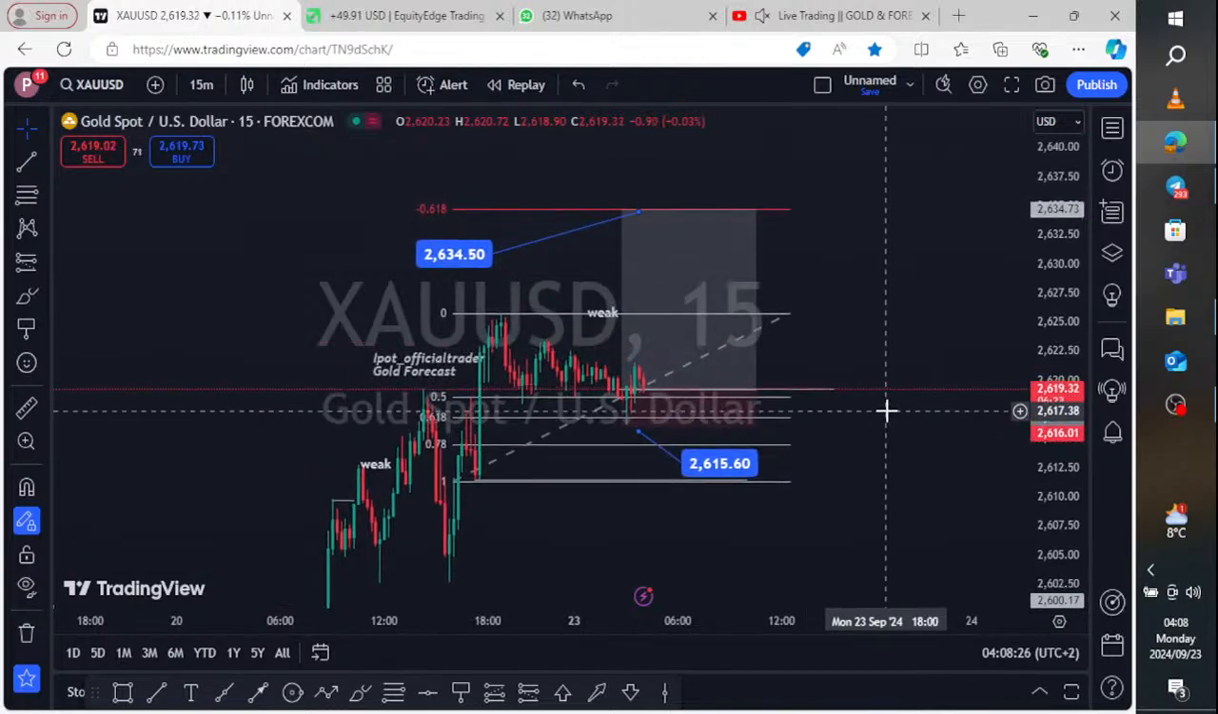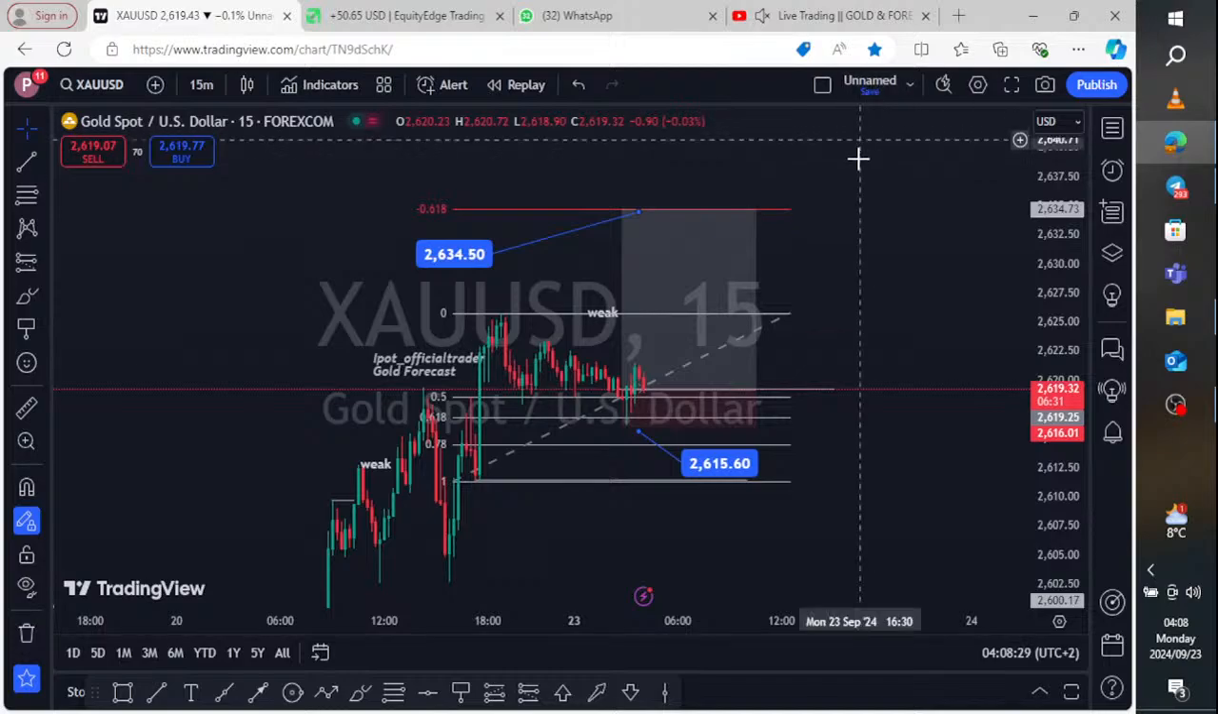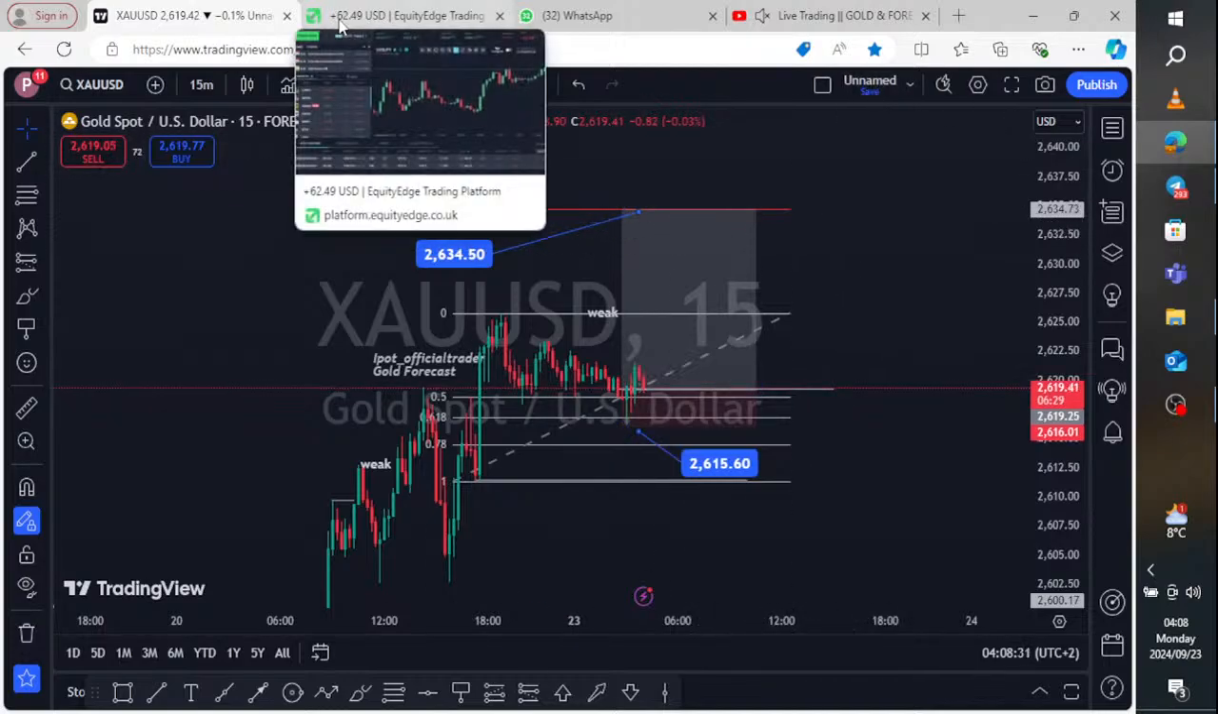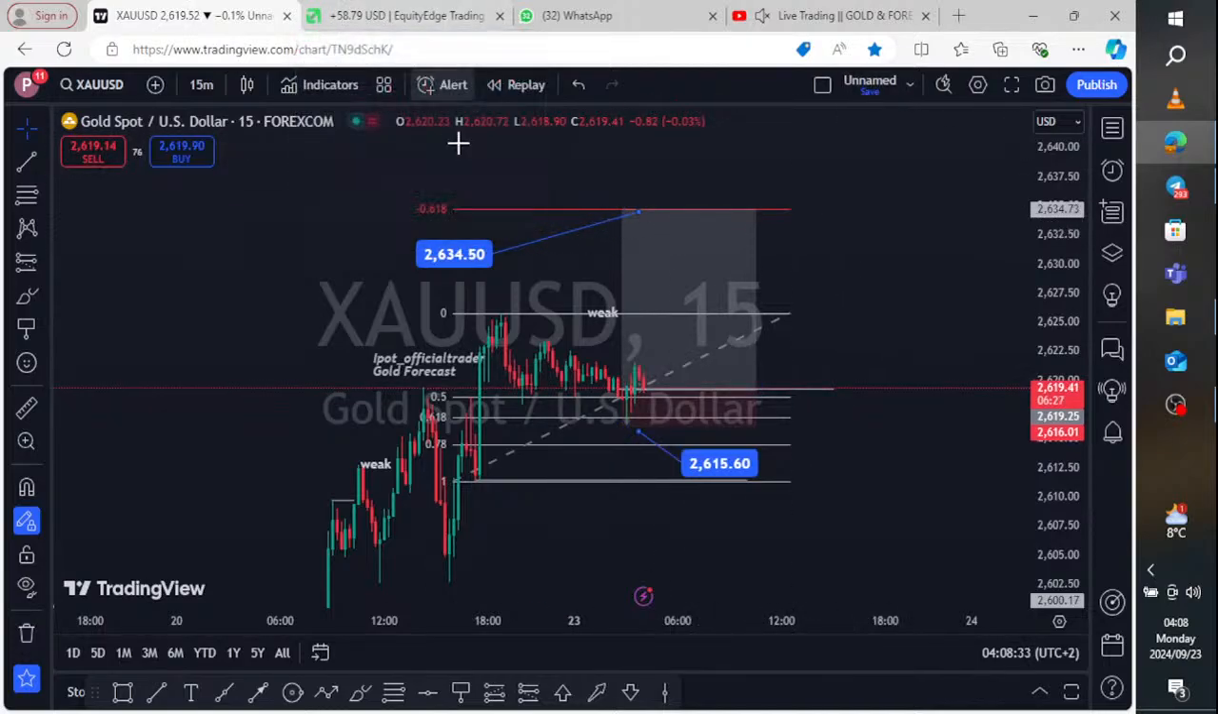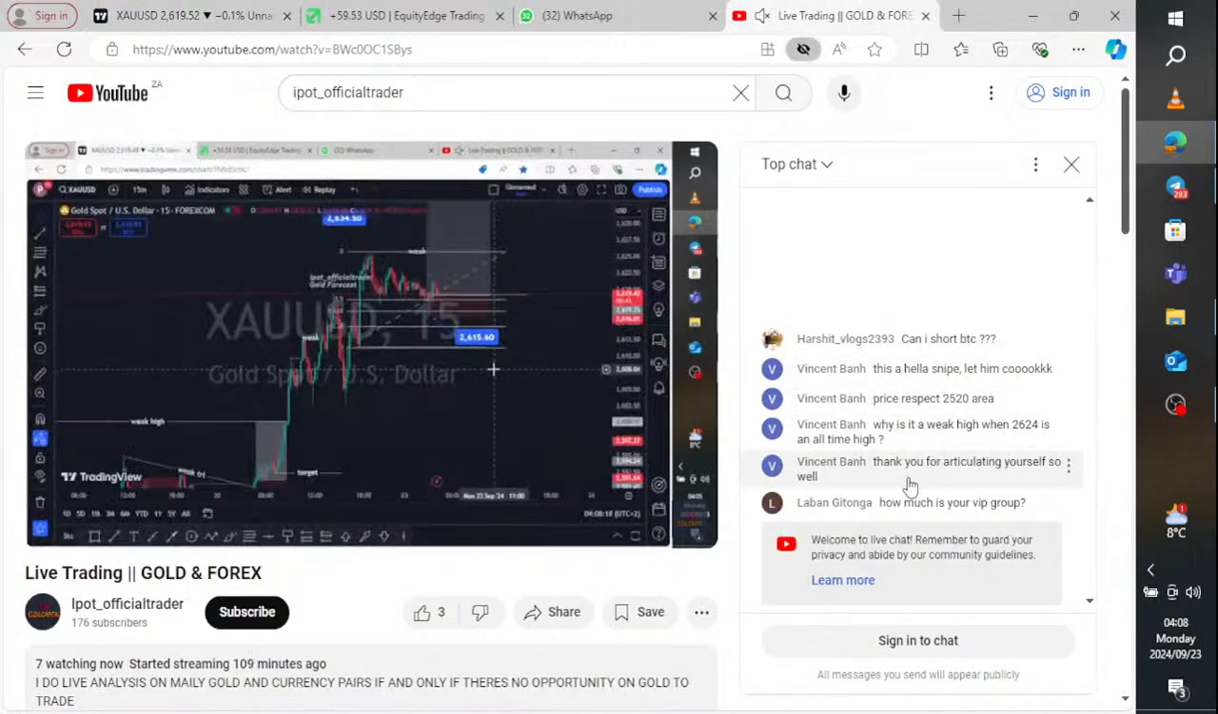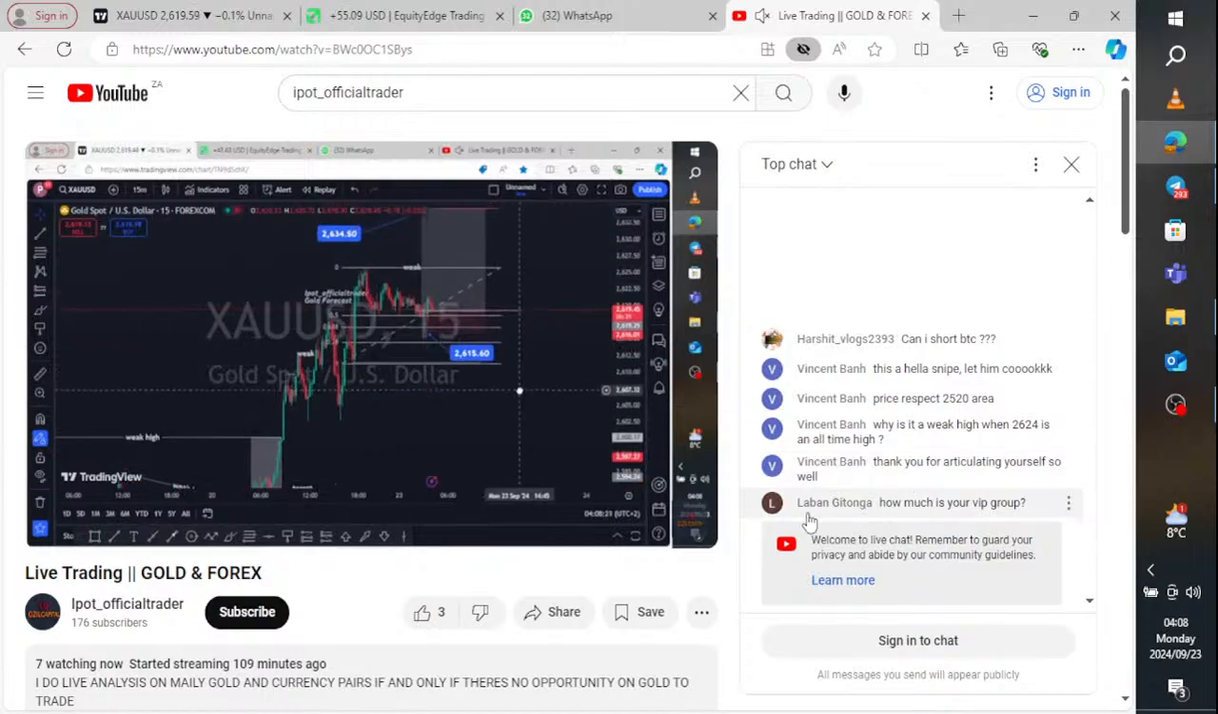Currently the price is just moving too slow, you can even see it moved like that. It just makes me angry as well. But okay.